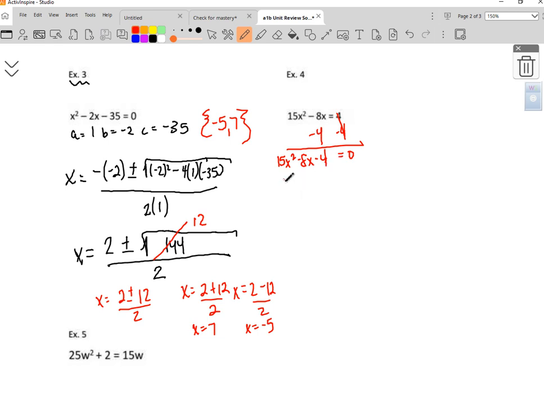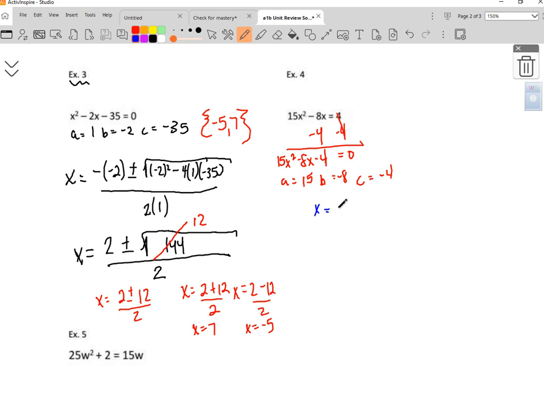Now we identify our A, our B, and our C. See, if we just tried to find our C when it was written like this, we would have used a +4, but our C is not +4, right? Our C is -4. Our B is -8, and our A is 15. So now we plug in to our quadratic formula.